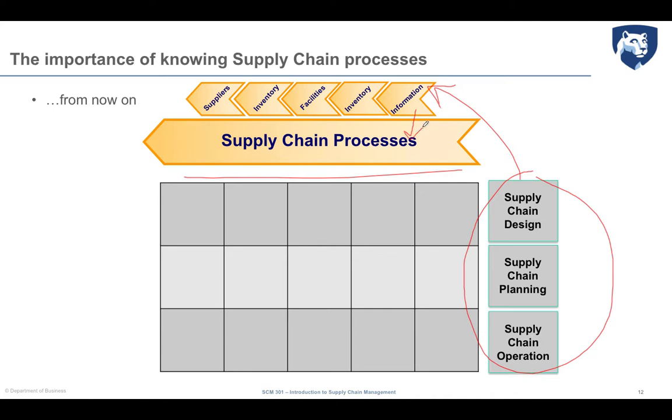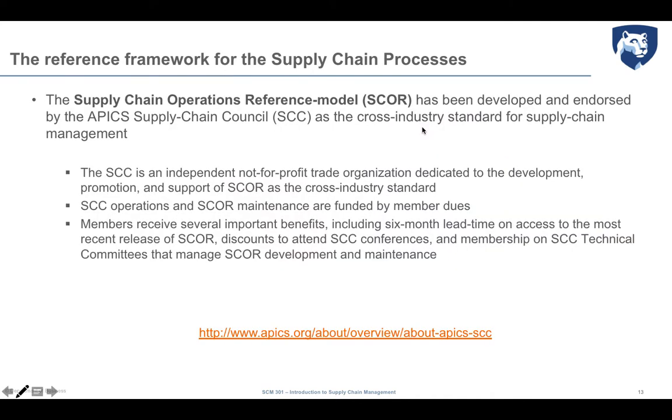And we have closed this module by discussing a framework to analyze or classify supply chain processes. In particular, we have seen that the reference framework for supply chain processes is the SCOR model. The SCOR model has been designed by the Supply Chain Council, and here is the link if you want more information about the Supply Chain Council.